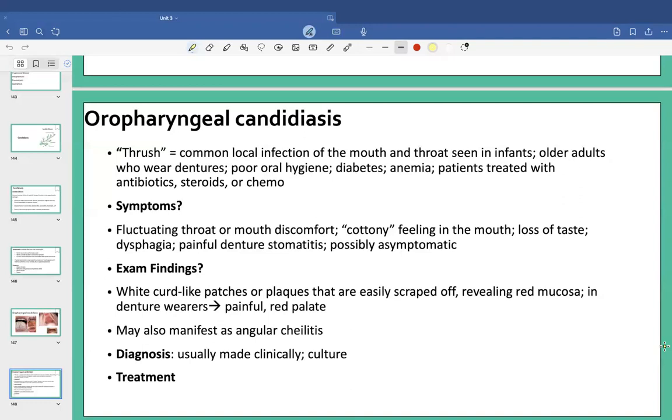And you want to treat the denture. You cannot just treat their mouth. They need to treat their denture too, especially if they have that type that we looked at in the picture. You want to treat the denture.